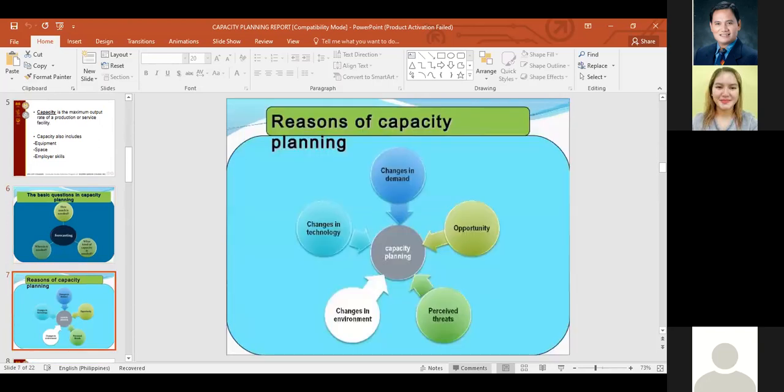So why are we conducting this capacity planning? These are the reasons. We are conducting this because, of course, of changes in demand. Second is because of the opportunity and the perceived threats. Then the changes in environment, just like what we are encountering today, the pandemic, and then the changes in technology.